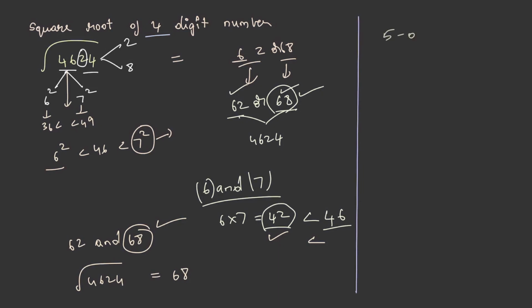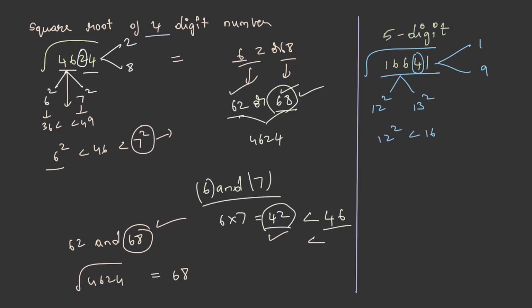What if square root of a 5-digit number is to be found out? For suppose let's take a number as 16641. 1 is in the units place for squares of 1 and 9. Let's neglect 41. 166 lies in between 12 square and 13 square respectively. So 12 square is less than 166 is less than 13 square, isn't it? As 13 square is greater than 166, this cannot be the value.